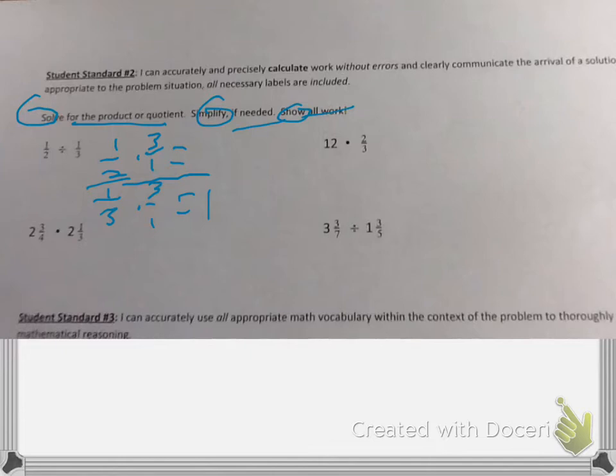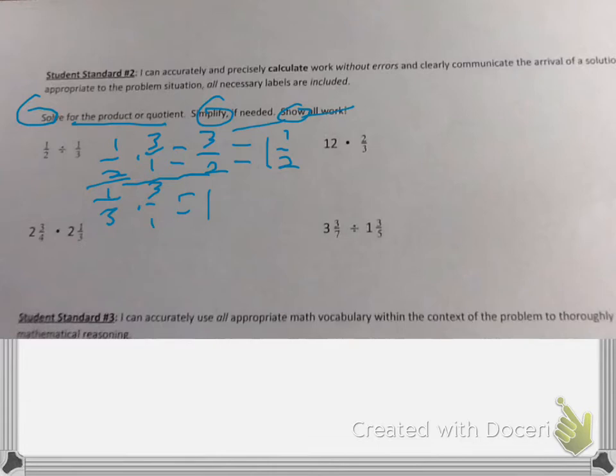So 1/2 multiplied by 3/1 would equal 3/2, which I could rewrite as 1 1/2, because there's 1 whole, 2/2, plus 1/2. So that's 1/2 divided by 1/3, right? Let's try multiplying one.